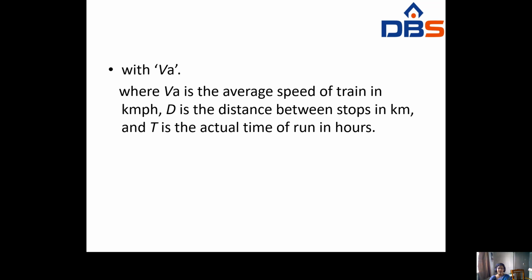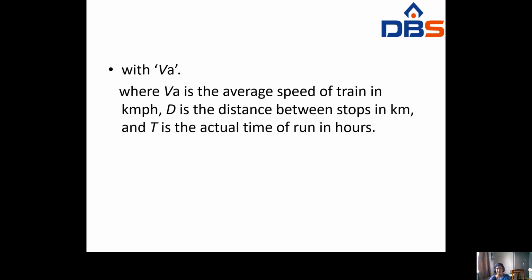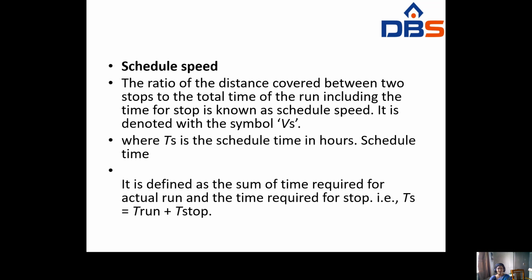Here VA is the speed of the train in kilometers per hour, D is the distance between the stops in kilometers, and T is the actual time of run in hours. The first one is crest speed, the second one is average speed, and the next one is scheduled speed.